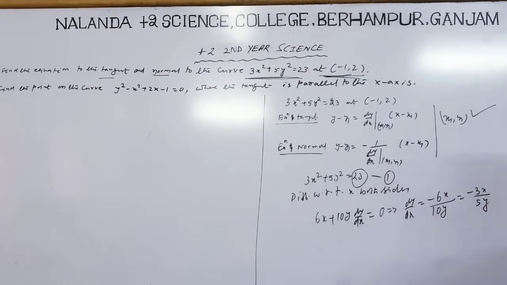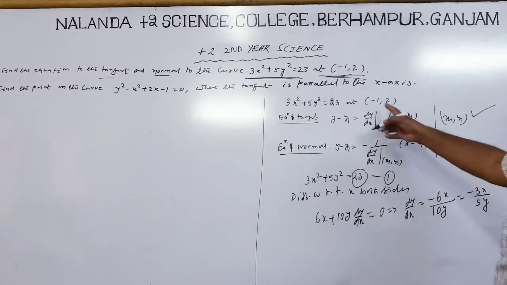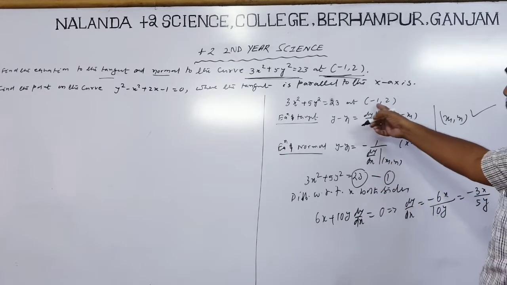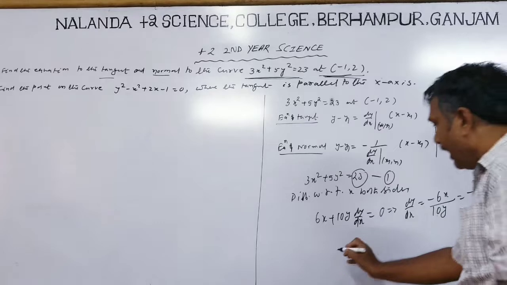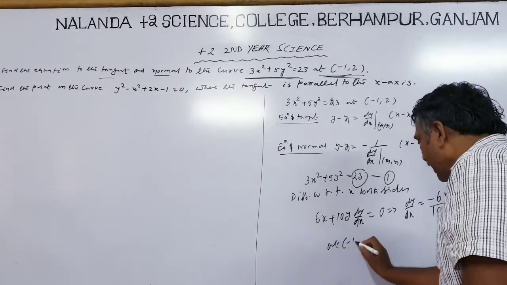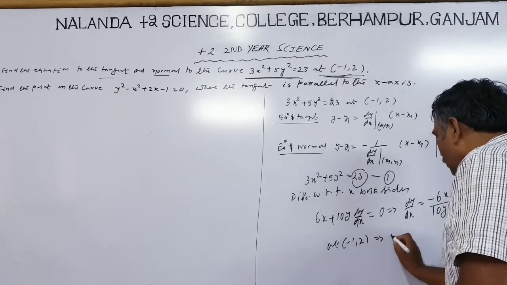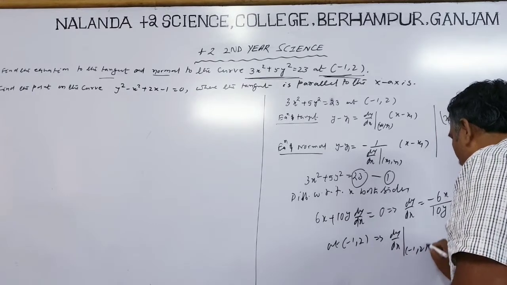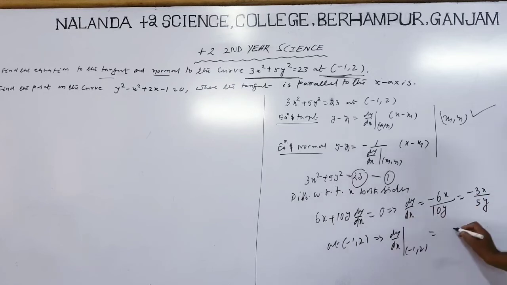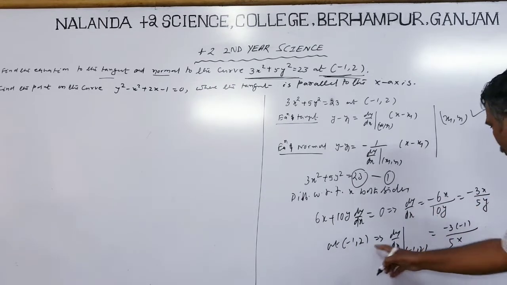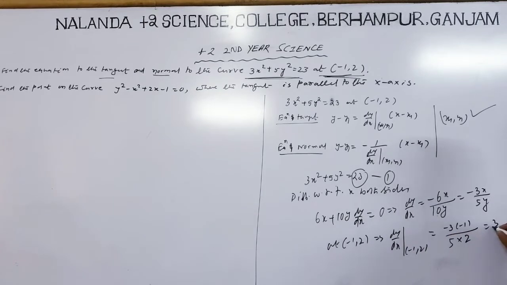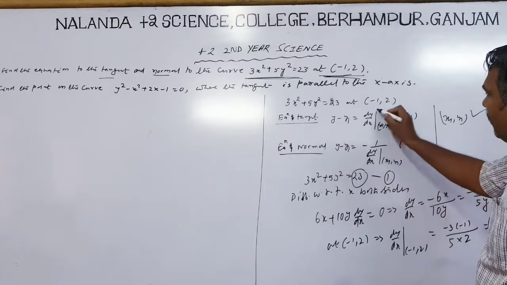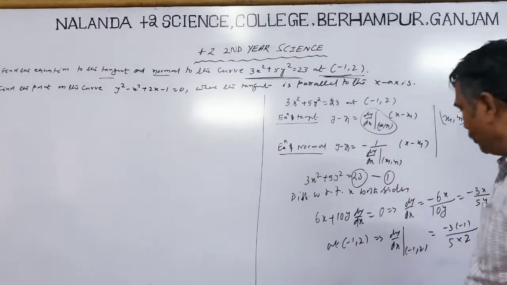Now here the given point is x and y. The first is the x coordinate, the second is the y coordinate, at minus 1, 2. So what is the dy by dx? Substitute x equal to minus 1, y equal to 2 into equation 2. So minus 3 into minus 1 by 5 into 2, that is 3 by 10. So that is also done. Then substitute.